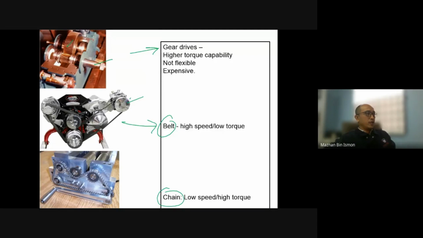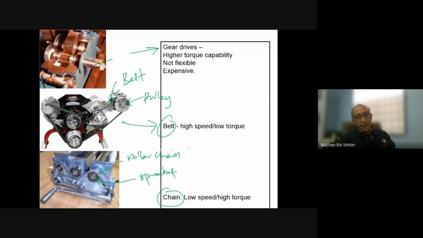Belting should have a pulley and belt. Chain is the roller chain, and this one is the sprocket.